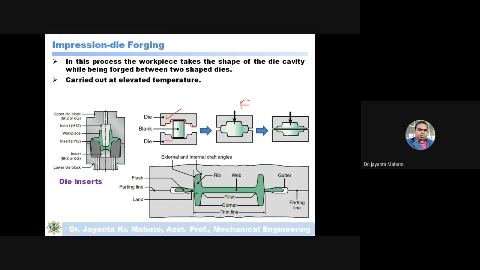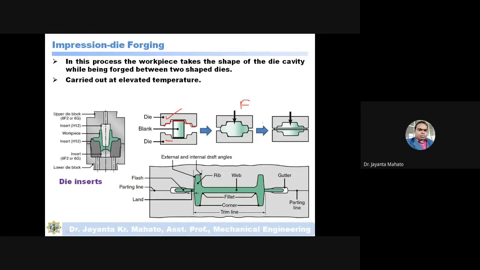But this process is only carried out at a high or elevated temperature, because obviously the material flowability must be more, meaning the material flow should be higher, because the material has to flow and enter the gaps of the different shape. Okay, so this is only possible at a high temperature.